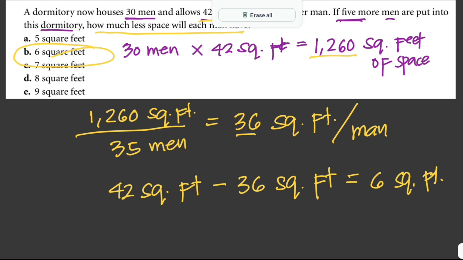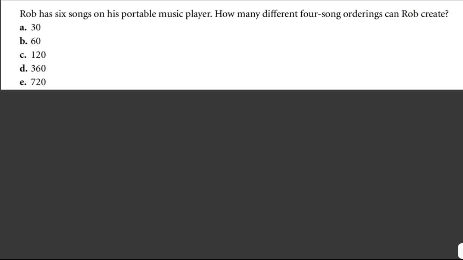Now let's solve another problem. Rob has 6 songs on his portable music player. How many different 4-song orderings can Rob create? In this problem, it's indicated that the order of the 4 songs is important. The orderings, for example, songs A, B, C, D, and another order A, C, B, D, contain the same 4 songs but in different orders. But both orderings must be counted.